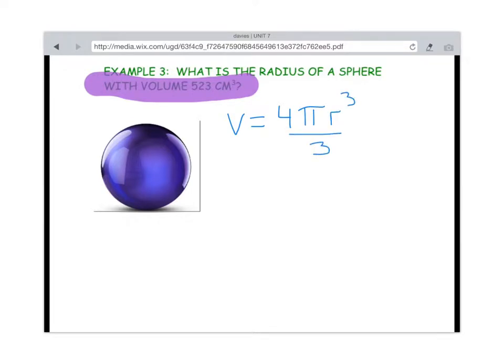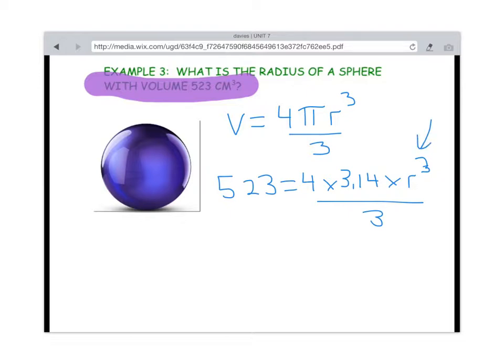of a sphere, then when we put everything together, we put 523 equals 4 times pi times r cubed all over 3. So here we have a situation where what we want is actually buried inside all of the formula, and we need to sort of pull it out of there so that we can find out what r equals. So this is a really interesting question.